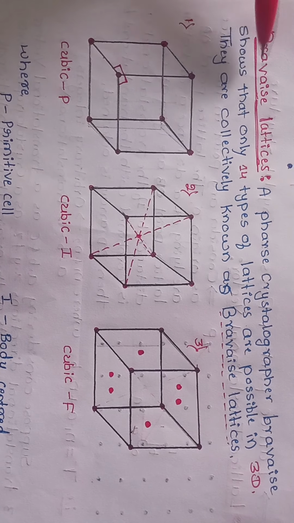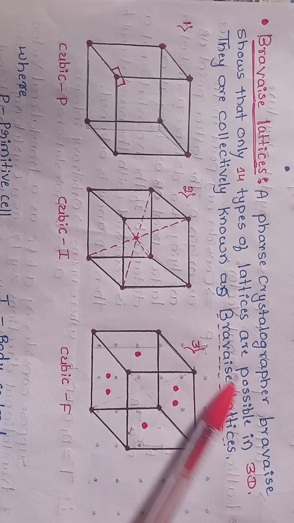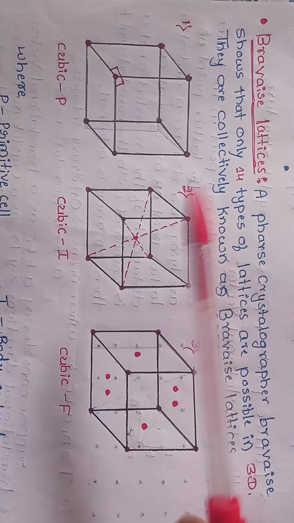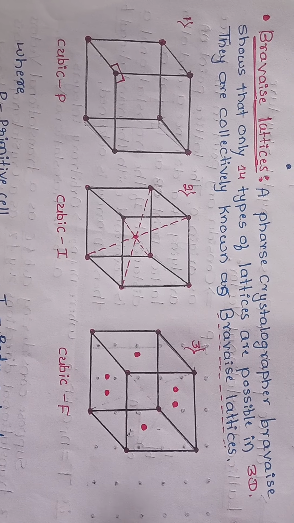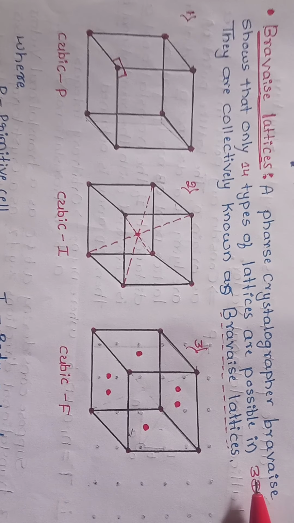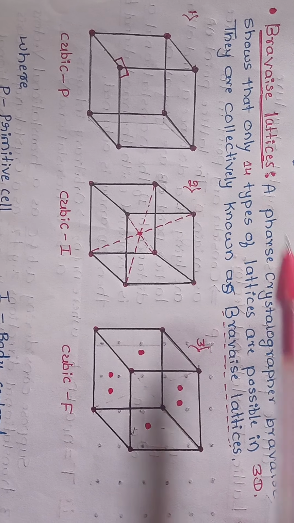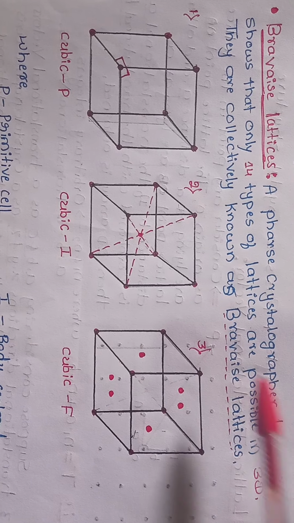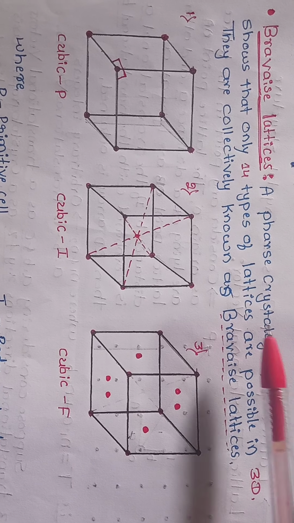Okay, Bravais lattice. French crystallographer Bravais showed that only 14 types of lattice are possible in three-dimensional space. Therefore they are collectively known as the Bravais lattices. Okay, what are the 14 types of lattices?